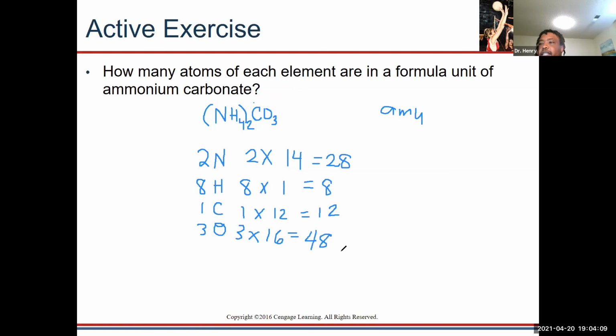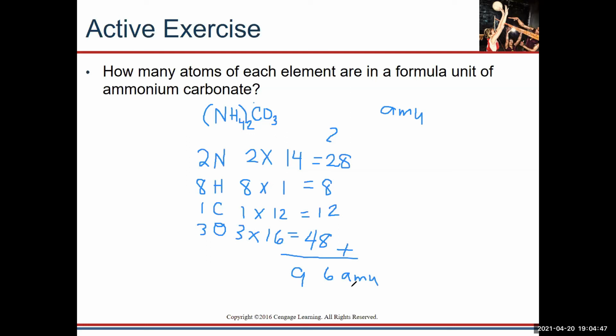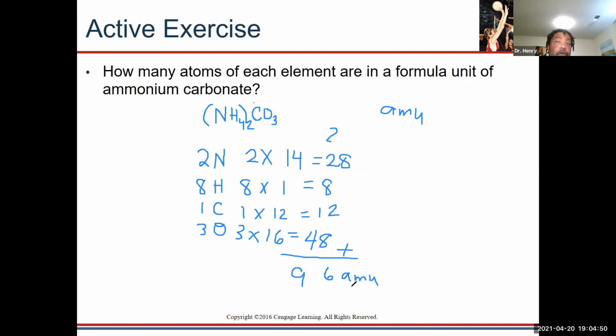Okay, so then we add it together. Okay, so it'll be 96 AMU. Simple? Yeah. And so that gives us what we call the formula mass for this compound.